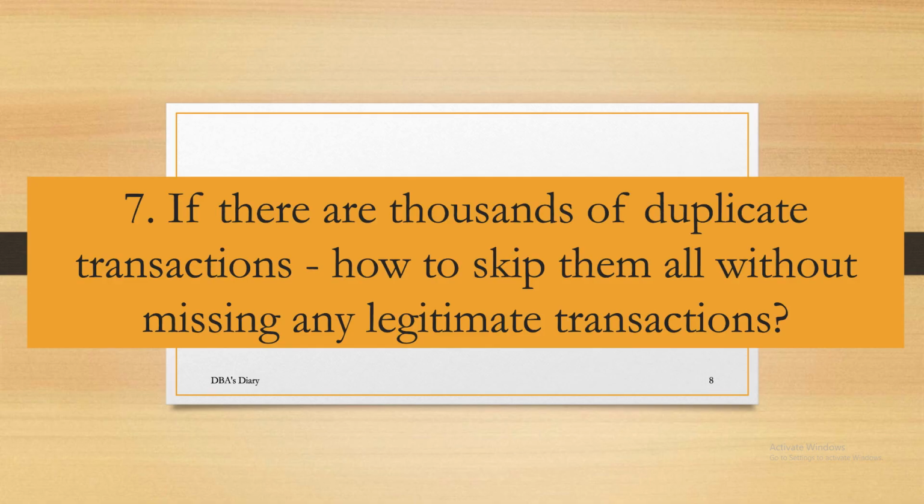Now, if there are thousands of duplicate transactions, how do you skip them all without missing any legitimate transaction? When you have thousands, that means it was done by mistake by the application team or by someone. First and foremost, the easiest thing is to delete the duplicate rows from the secondary that already exist on the primary. Then anything coming from the primary will flow through without any issues. That's the easiest thing to do.